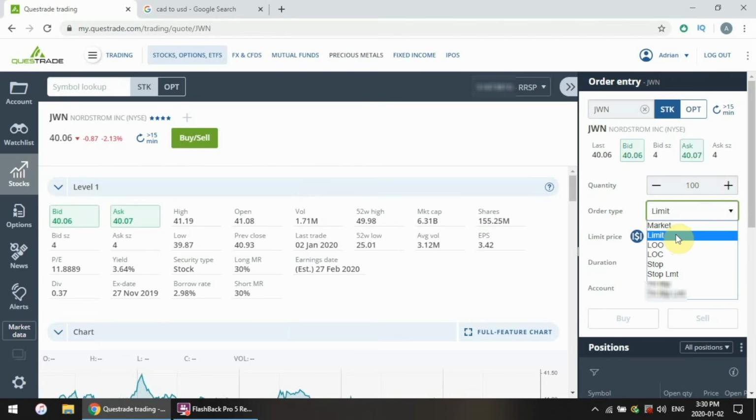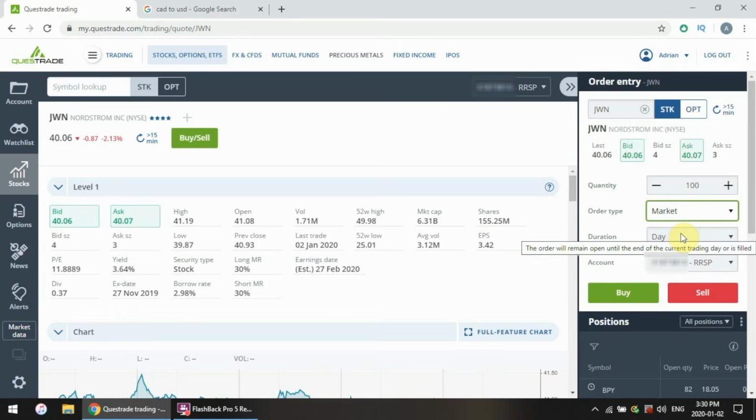Limit order means that I select the maximum price that I am willing to buy for the stock. The trade doesn't execute unless the price reaches this limit value. I have no idea how long it will take for this to happen. So I'm going to choose market order, which means I want to buy the stock immediately, and I will pay whatever the current market price is at this moment.